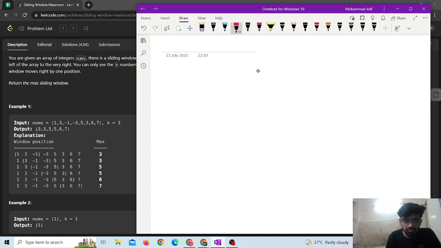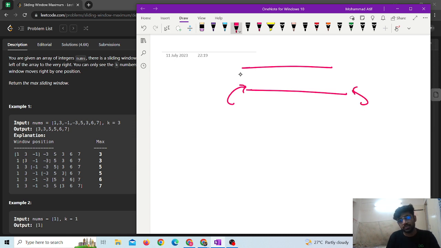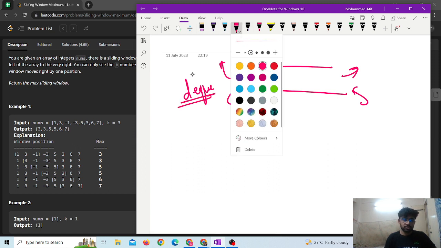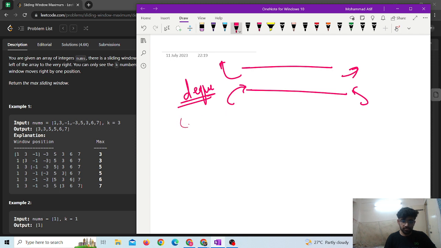There is one speciality of a deque. I hope you know what a deque is. A deque is something in which you can push from the front as well as from the back, and pop out from the front as well as from the back. In this problem we will be taking a deque data structure, and in this deque we will be pushing the indexes. Note, we will not be pushing nums of i, we will simply push i. Why so? I will make you understand after a few minutes.